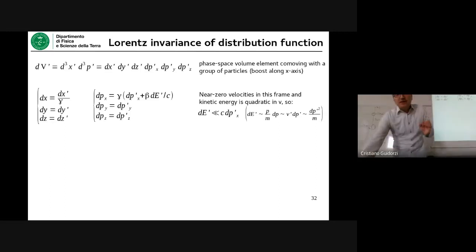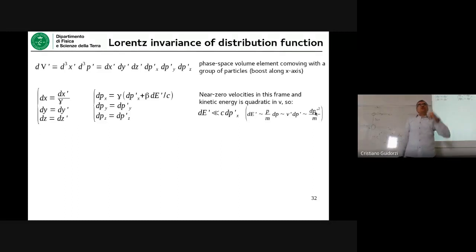But you see, and this is this guy here, but P, again, we are in the co-moving frame, so P is of the order of dP itself. They are nearly at rest. Given that dP is telling me the spread of the momentum, but the average momentum here is 0, it means that the spread in P is of the order of delta P. So this is all to say that this dE prime is dP prime squared.